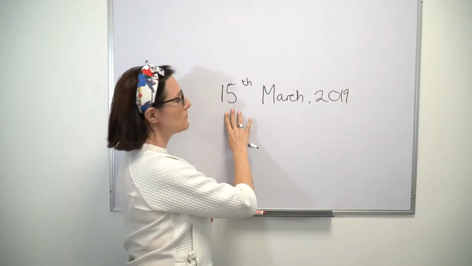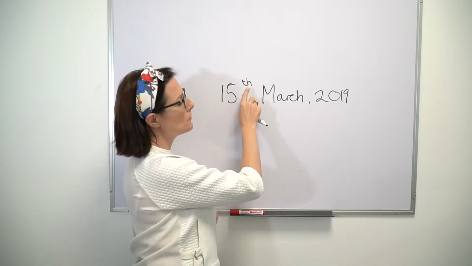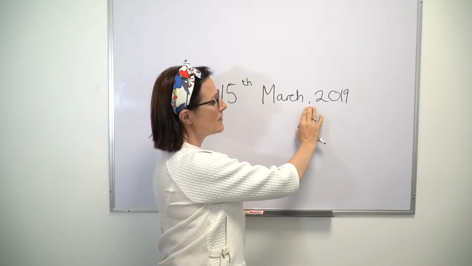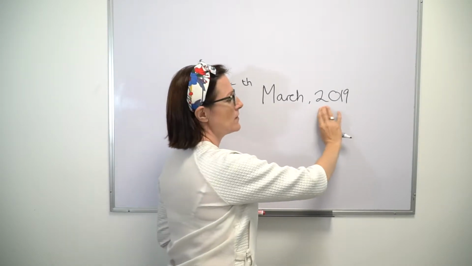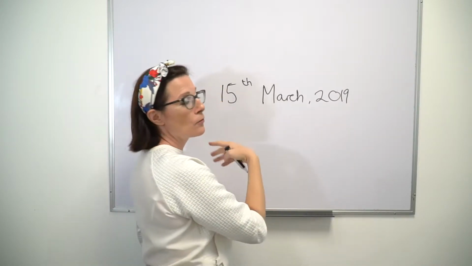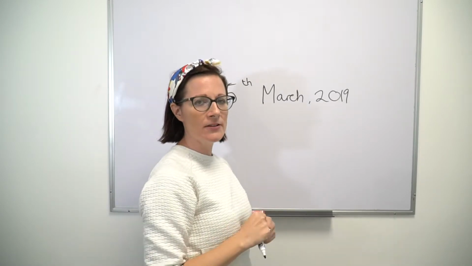So first we begin with the day, 15th, and we put the letters TH at the top. Then we go on to the month, March. Then we would write a comma, and then we'd finish with the year, 2019. But that's how we write the date. When we say the date, we'll say it a little bit differently.